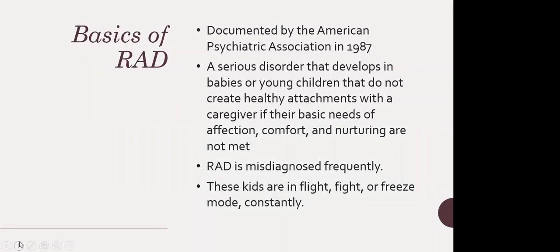So, the basics of RAD. RAD was first documented by the American Psychiatric Association in 1987, and it was placed in the 3rd edition of the DSM. It essentially is a serious disorder that develops in babies or young children that do not create healthy attachments with a caregiver if their basic needs of affection, comfort, and nurturing are not met.